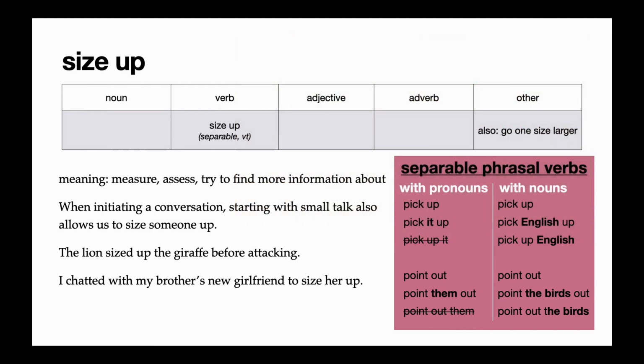And in the last example, I chatted with my brother's new girlfriend to size her up. And again, you're trying to just see if this is a good person, if you're going to like her or not. In the other column, I wrote go one size larger because size up also is used when you need something a little bit larger. For example, if you put on a pair of shoes and the shoes are too small, you need to size up. That means to get a pair of shoes that is a little bit larger.